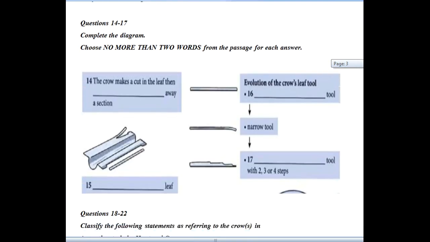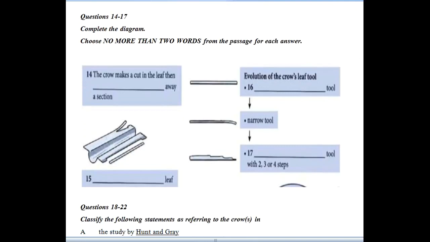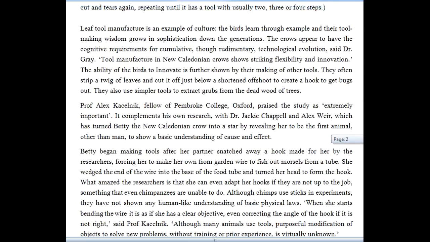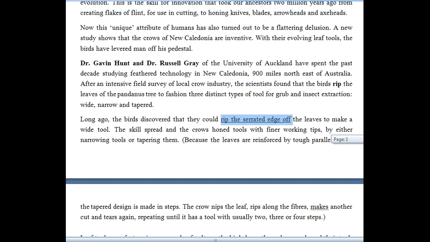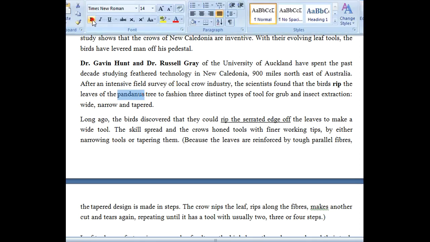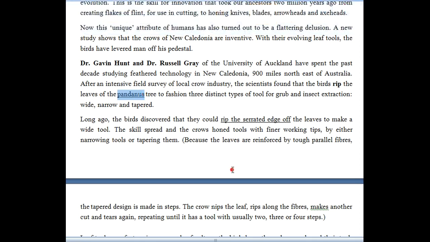is dash leaf. He's saying dash leaf. So which leaf? I have to find out the name of the leaf. Right. The name of the leaf. The leaves of. You see, this is the name. So this is the pandanus tree. So pandanus leaf. So you got the answer of the second question.